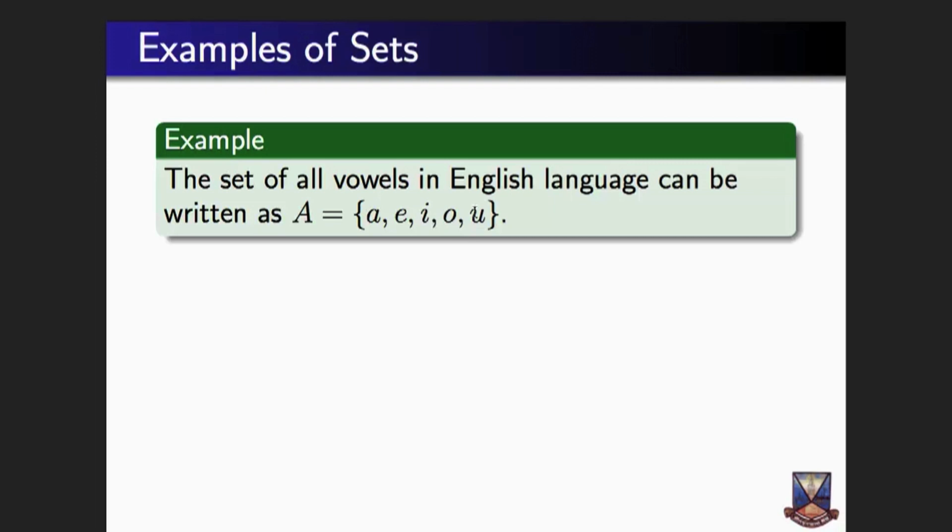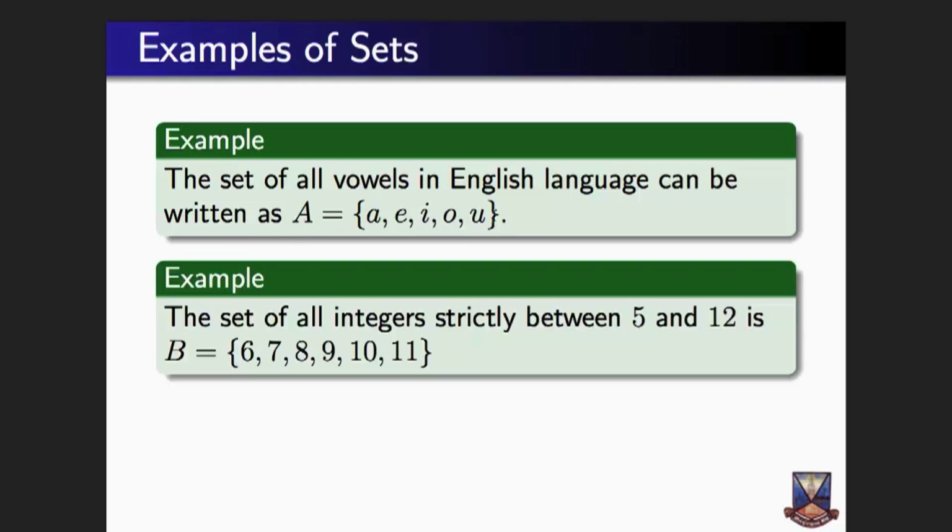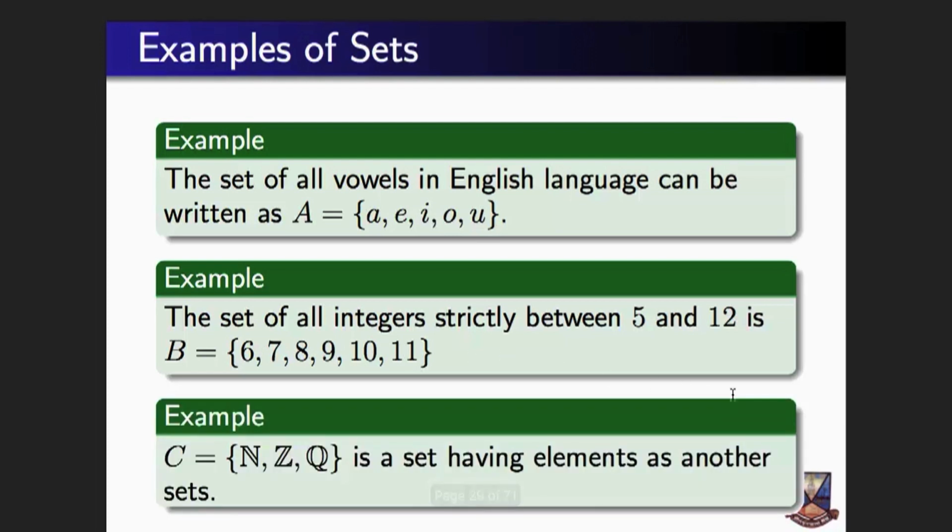Let us look at the first example, the set of all vowels in the English language. This can be written as A equal to {a, e, i, o, u} in curly brackets. The set of all integers, say for example strictly between 5 and 12, we can denote this by B as another set equal to {6, 7, 8, 9, 10, 11}. A set, as we have already discussed earlier, can have elements which are sets themselves. So, we can see in the third example where the set C has as elements the set of natural numbers, the set of integers and the set of rational numbers.